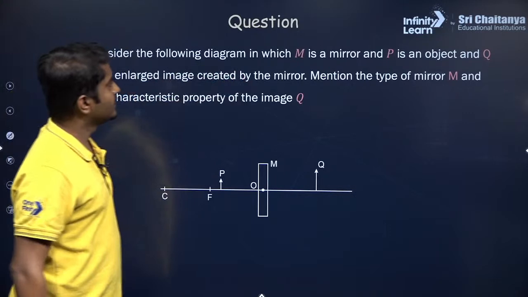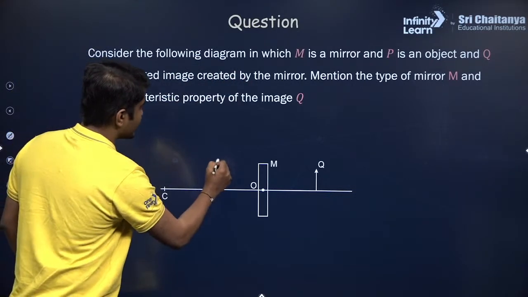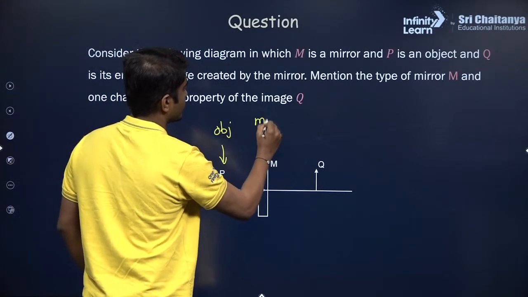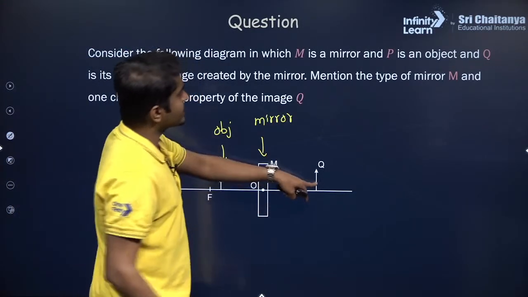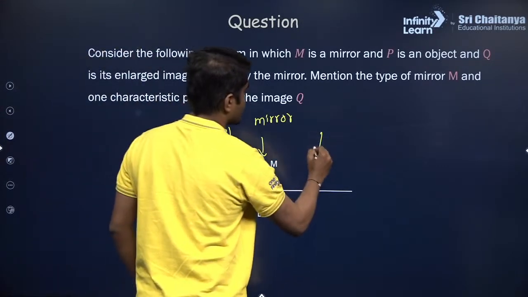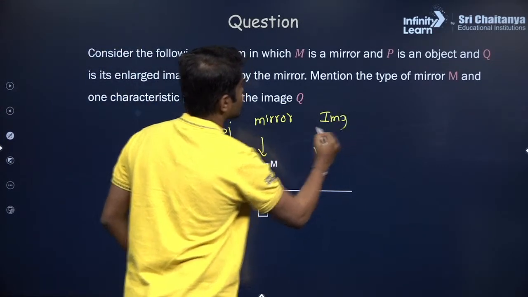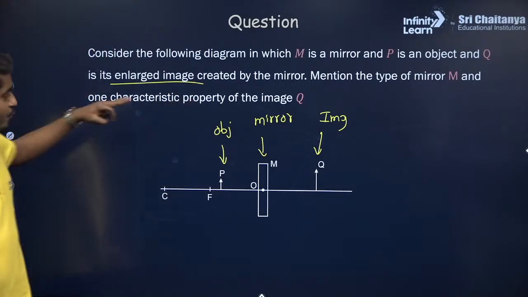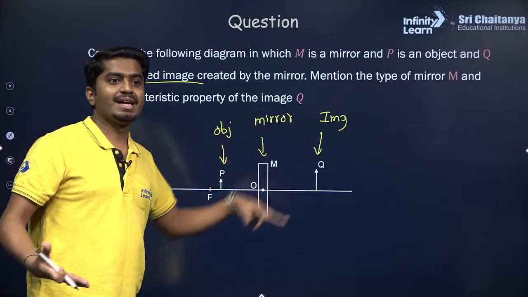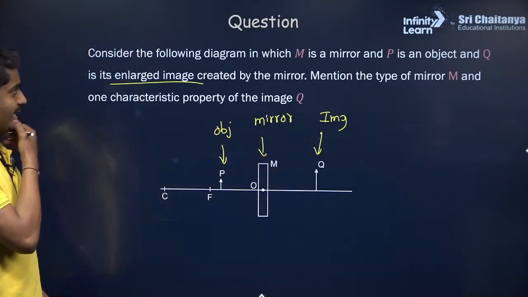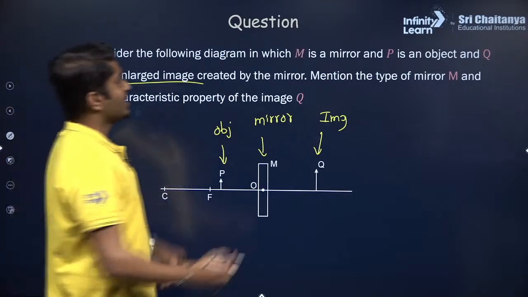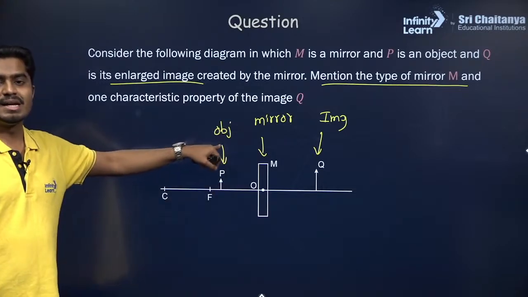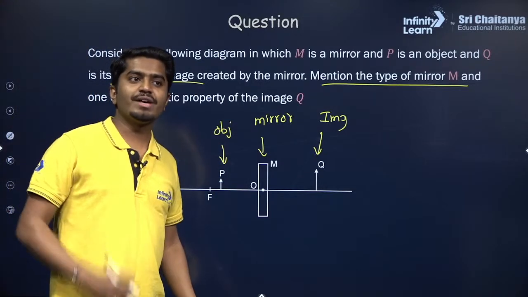P is the object, so this is the object. There is some mirror; they have not said which mirror. And what is this Q? Q is the image. So what kind of image is this? It is an enlarged image. So which mirror can create an enlarged image? Can you tell me? First mention the type of the mirror. So what mirror is this? Is it a concave mirror or a convex mirror?